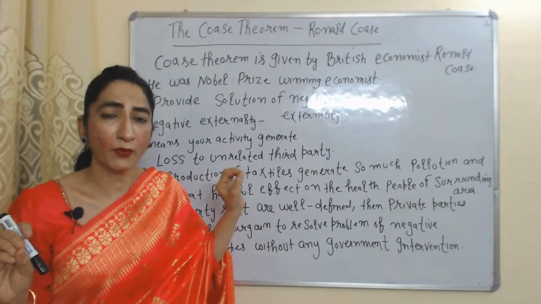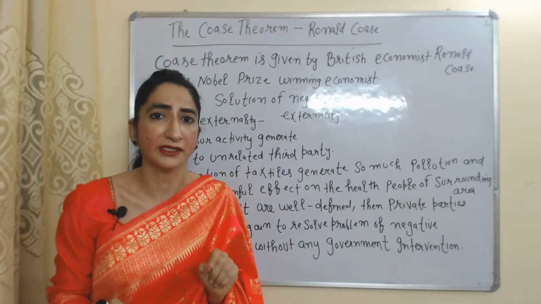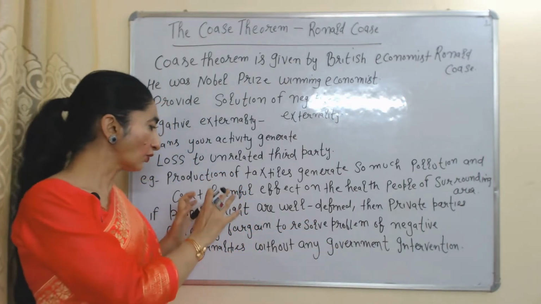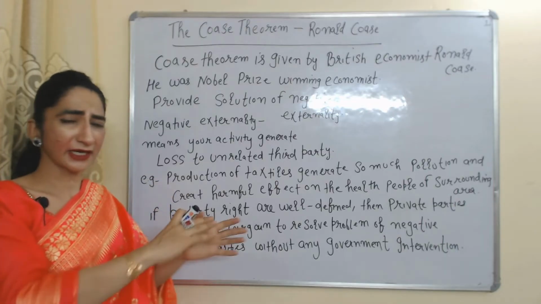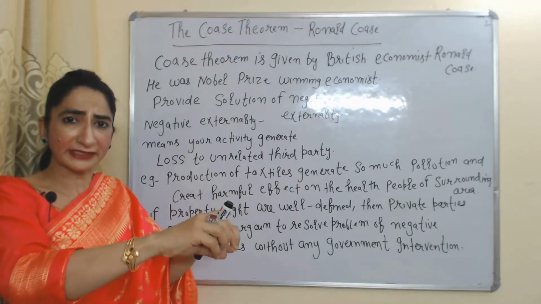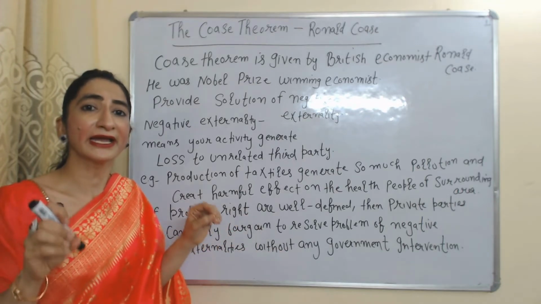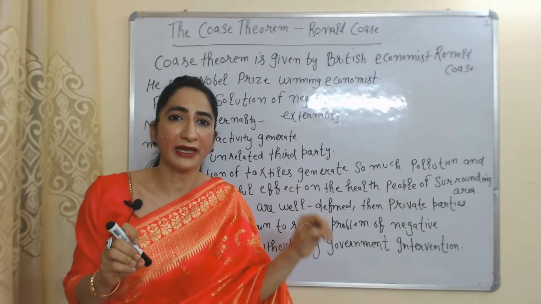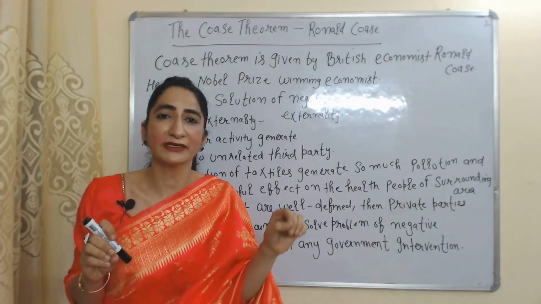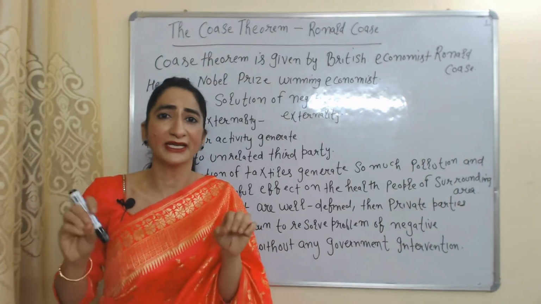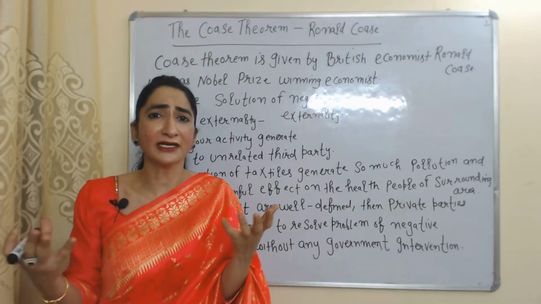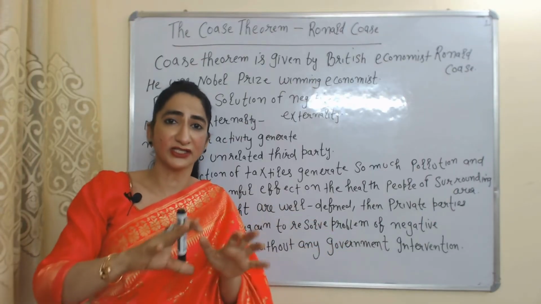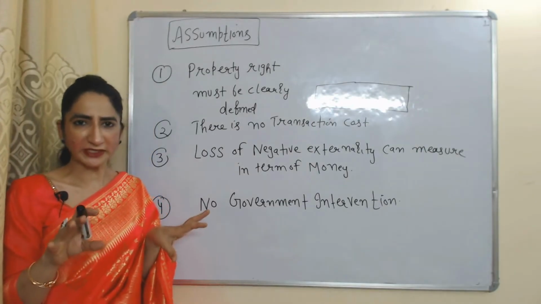And Coase theorem provides a solution to negative externalities. But how does Coase theorem provide a solution? According to this theorem, if property rights are properly defined, then the private sector can easily bargain without any intervention of government. Means if you exactly know who has the property right, then you can easily bargain with the other party without any intervention of government. Now we will see assumptions.